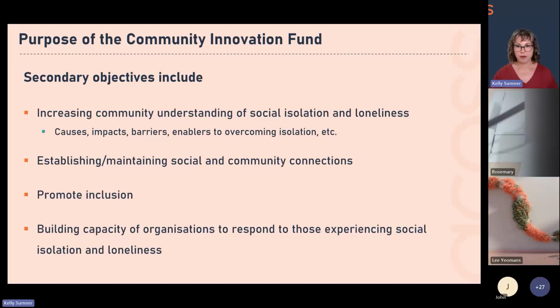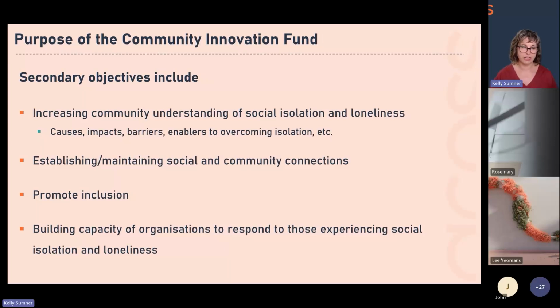So knowing what the purpose of the fund is, we can think about eligibility. Now, this is another one of those things where it should absolutely be clear in the funding guidelines. Sorry, I almost got my wording mixed up there.